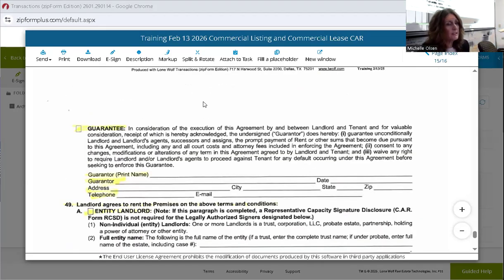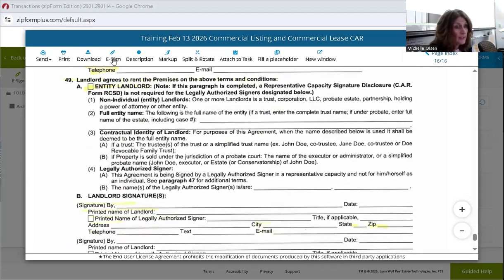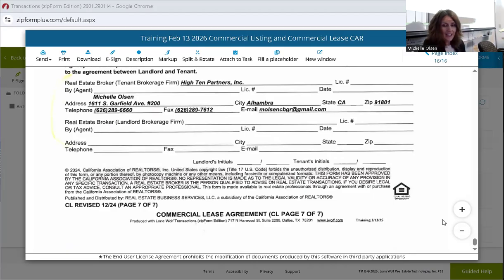Guarantee, don't forget this. If there is a guarantor and it's required by the lessor, make sure you are filling out this box and having the guarantor sign it right here. You have to check that box, okay? And the same thing here, if the landlord happens to be an entity, you need to fill all this out and get it signed. And that concludes the training. Does anybody have any questions?